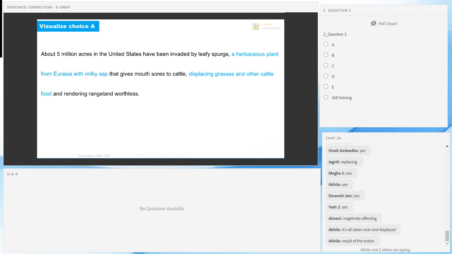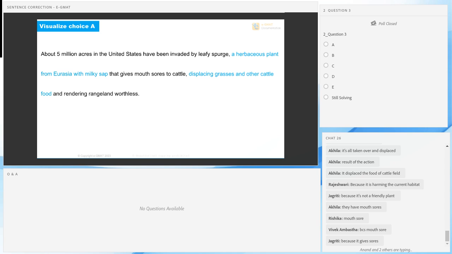It's one kind of plant that has replaced another kind of plant. So yes, it has displaced the food. Why can't cattle eat leafy spurge? Because it's not a friend, because they get mouth sores.